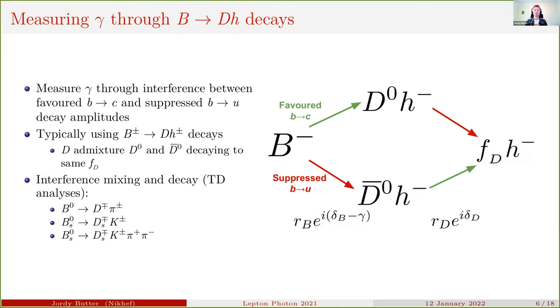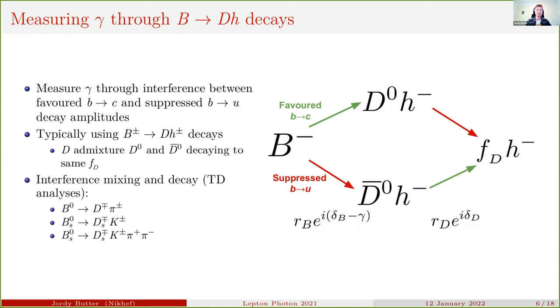and this D0 and D0 bar then decay to the same final state, which can be two kaons, two pions, or kaon and pion, for example. And the diagram of it is shown on the right. Important parameters here are rB and rD, which is a ratio of the magnitudes of these amplitudes. And delta B and delta D are the strong phase differences between these amplitudes. And gamma is, of course, the parameter of interest.